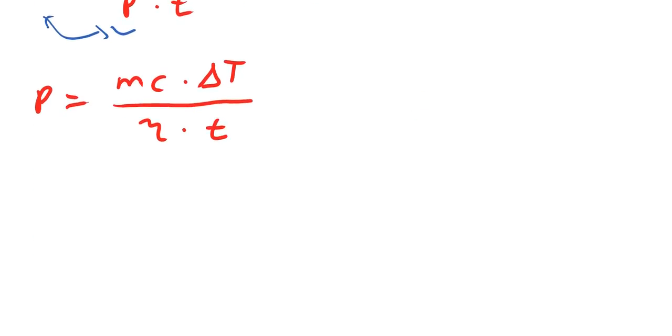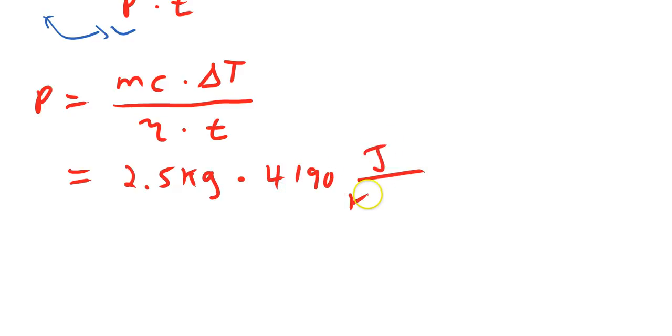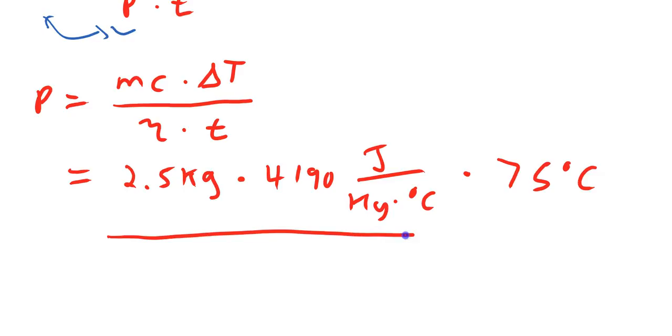Okay, so we have 2.5 liters of water. If 1 liter weighs 1 kilogram, then we have 2.5 kilograms of water. We will multiply that by the specific heat of water, which is 4,190 joules per kilogram times degrees C. And we multiply that by the change in temperature, which will be 75 degrees Celsius if the water changes from 25 degrees to 100 degrees C.